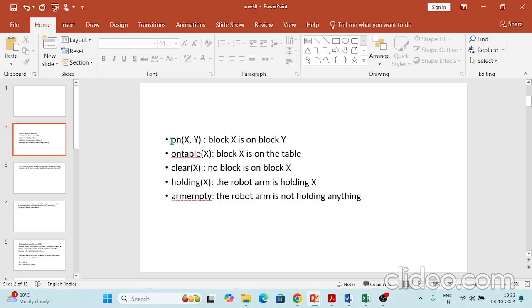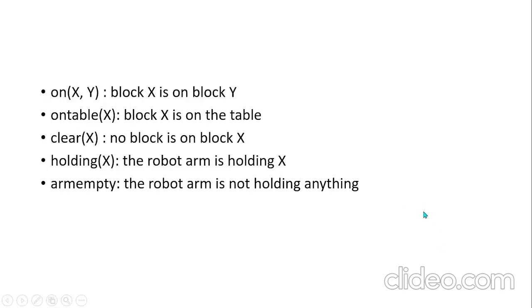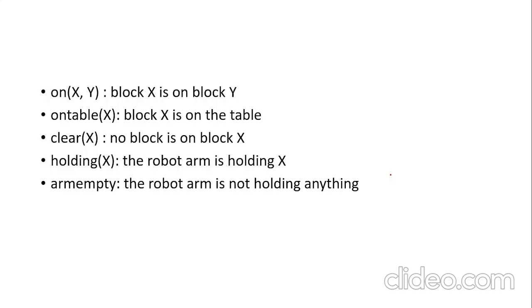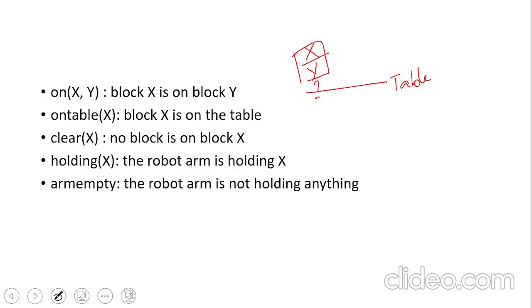So if we're having on x comma y, meaning saying that the block x is on y. So meaning that we're having a block x on block y. So they didn't mention anything about either block y is on the table. If you see this as the table, is on the table or not anything. On x comma y means the x box is on y. Okay, like that. But we don't know whether this is on the table or not.